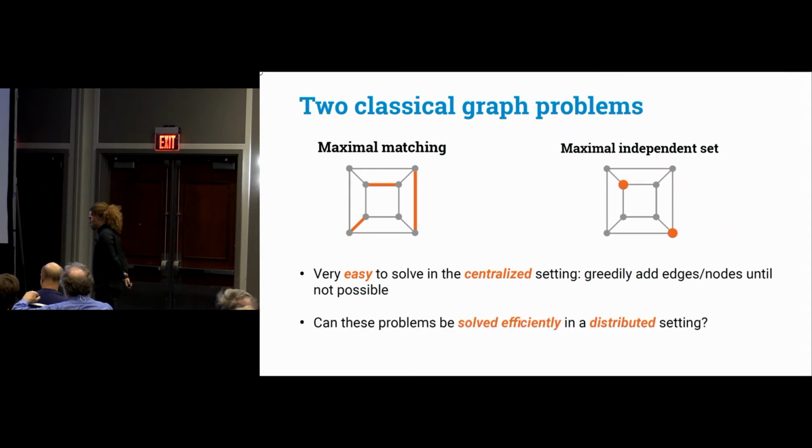Now, from a distributed perspective, we would like to know how fast we can find a maximal matching or maximal independent set in the LOCAL model, which I will explain in a second. And one thing to consider here is that maximal matching is actually a maximal independent set on line graphs. So it's a special version of maximal independent set. So all the lower bounds we prove for maximal matching will immediately also imply for maximal independent set. So we will just look at maximal matching since we are about to prove lower bounds.